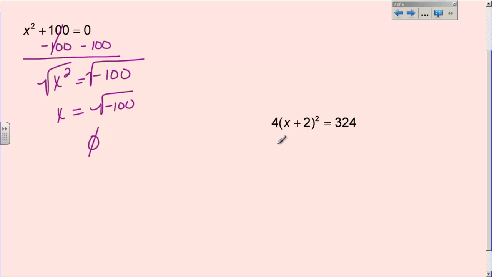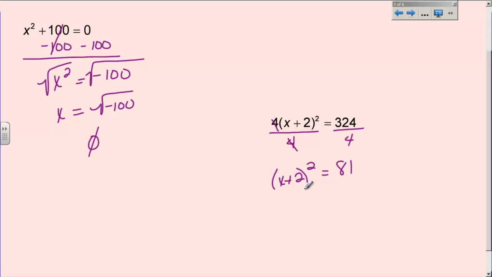I can't at the moment though, because I've got this times 4 and then it's inside parentheses and it's all squared. Well, let's get rid of the times 4 first. So we're going to start by dividing both sides by 4. So I have x plus 2, the quantity, squared. And then 324 divided by 4 is 81. And so I have this whole thing, x plus 2 squared, equals 81.